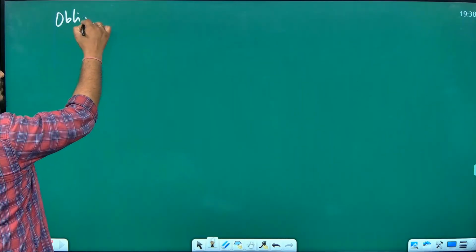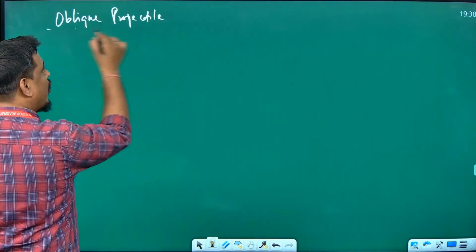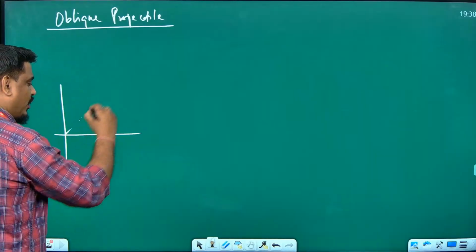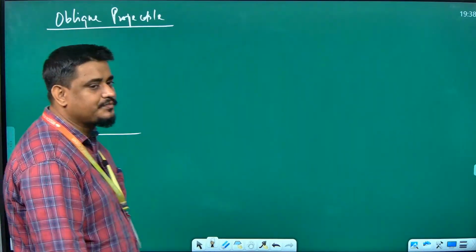The projectile you have in your syllabus is the oblique projectile. What is that oblique projectile? An oblique projectile is when you are throwing an object with some initial velocity u but making an angle of theta.